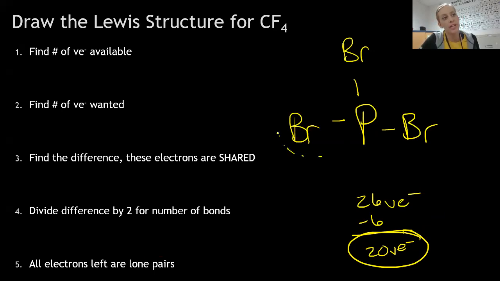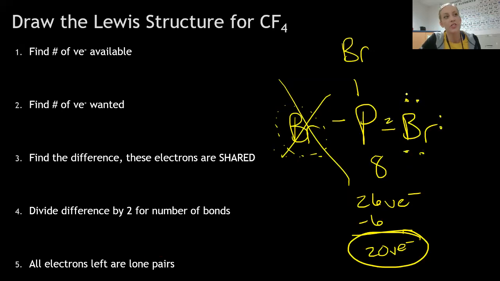I'm not just going to put 20 dots around one bromine and be done, because that's impossible, right? That can't happen because everyone wants 8. So I'm using the dots to fill the octet. So there's 2, 4, 6, 8 on each atom. Is that a better explanation? And does that answer your question?